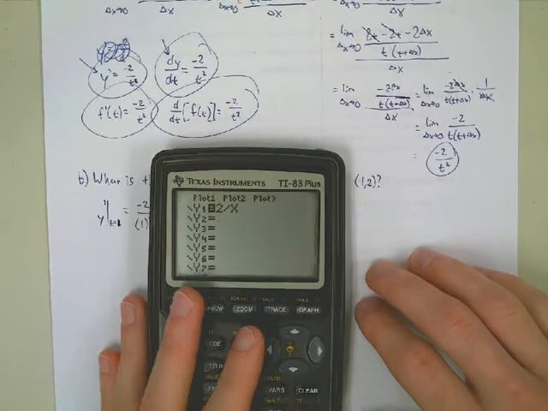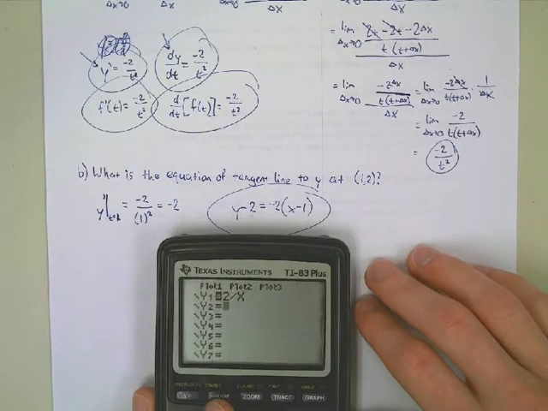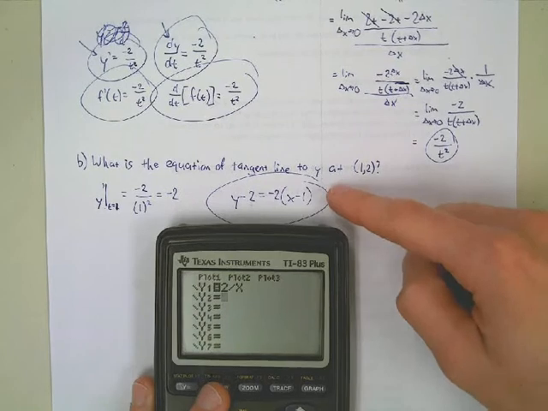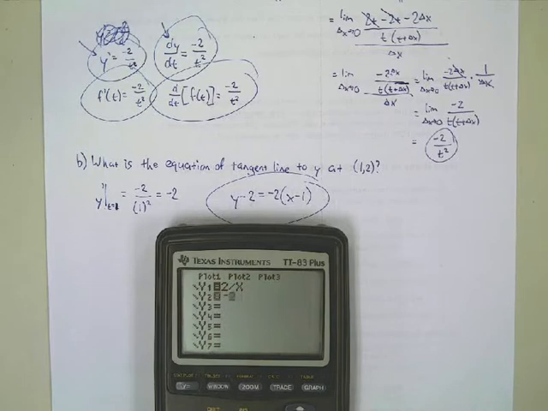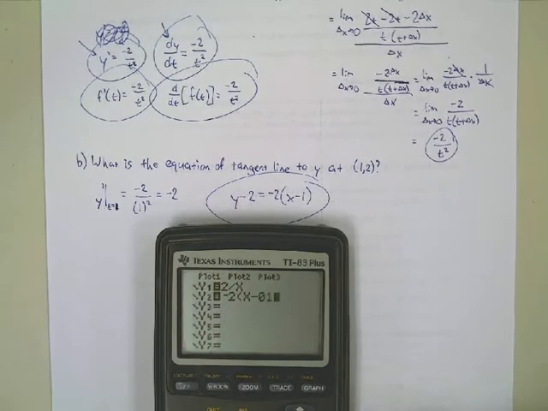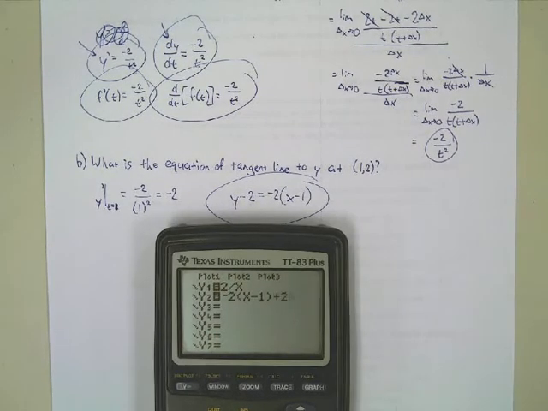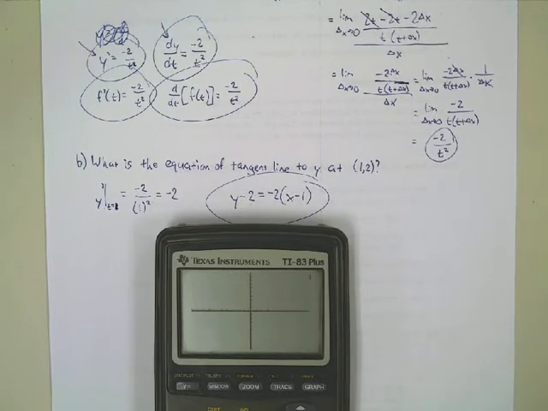Okay, now, we're going to graph this. This is not quite in the normal format, but what's the only thing we have to do to solve it for y? Add 2 to the other side. So it's going to be negative 2, parentheses, x minus 1, plus 2. Now, graph it. Oh, that looks very nice. Boom. Look at that. Looks pretty tangent to me.